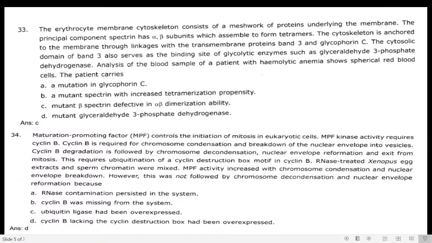This RNA is treated as in Xenopus, where egg and sperm chromatin were mixed, and MPF activity increases with chromosome condensation and nuclear envelope breakdown. However, this is not followed by chromosome decondensation and nuclear envelope reformation. Here they mention it is not followed by decondensation and envelope reformation because cyclin B lacking the cyclin destruction box had been overexpressed. That is the reason here.